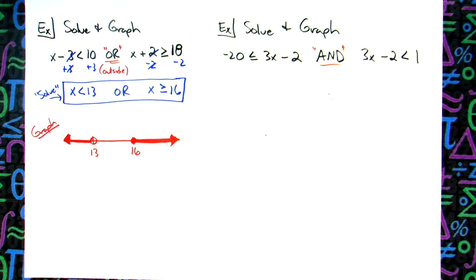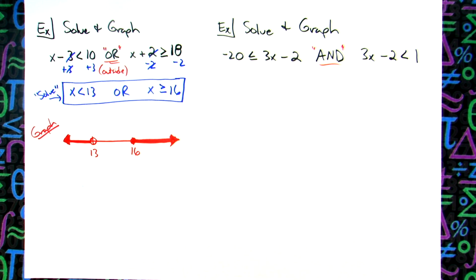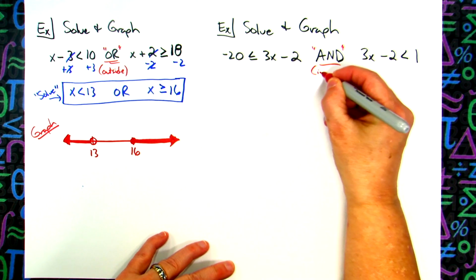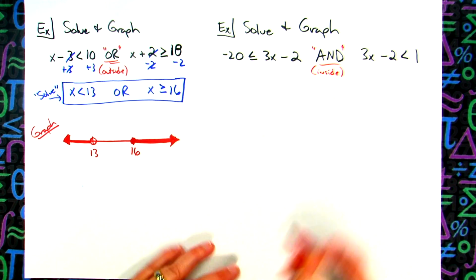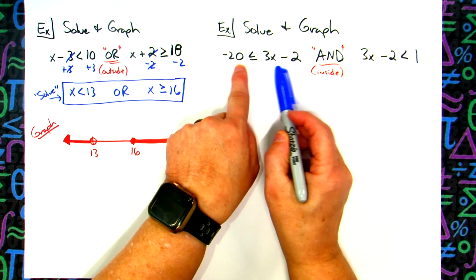All right, so on the ands, where do we shade on ands? We shade on the inside. Okay, so when we get done working this out, it needs to work out so that we're shading on the inside. So I'm going to put a little inside there just to remind us that that's what should happen. Okay, two-step equation over here.